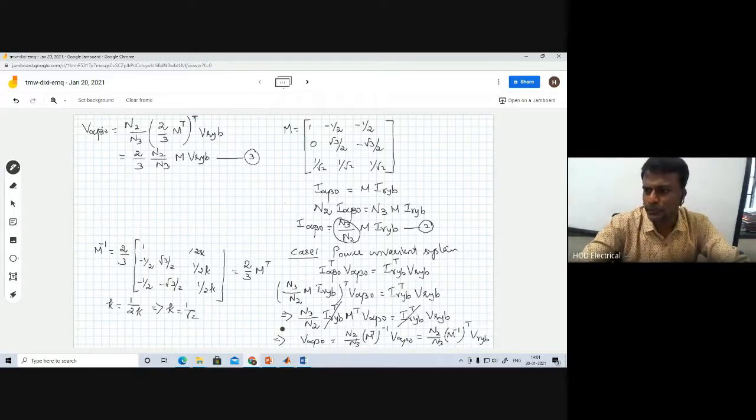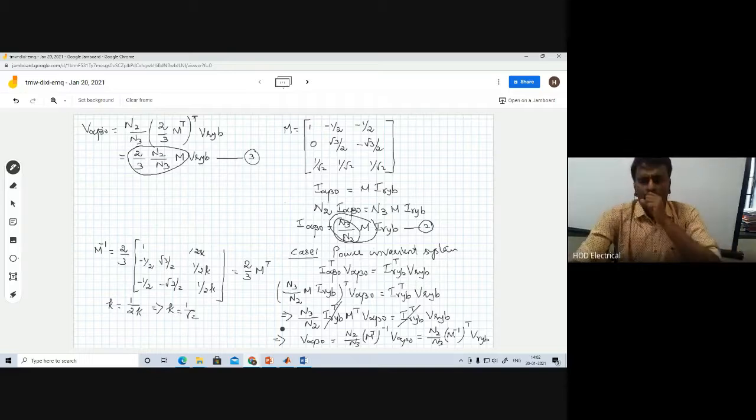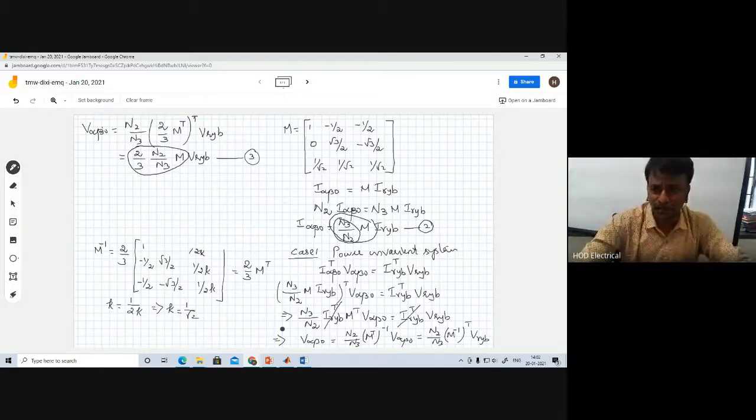So now these two equations help us to convert the three-phase system to the two-phase system. In that sense, this component is the transformation component. Similarly here, N3 by N2 into M is the transformation component. So these two components should be equal. Accordingly, we can have 2 by 3 N2 by N3 into M equal to N3 by N2 into M.